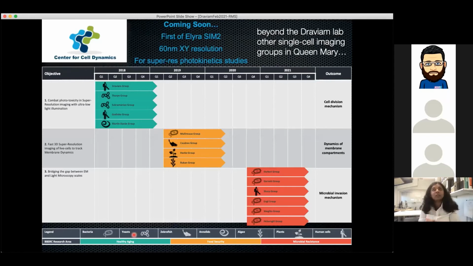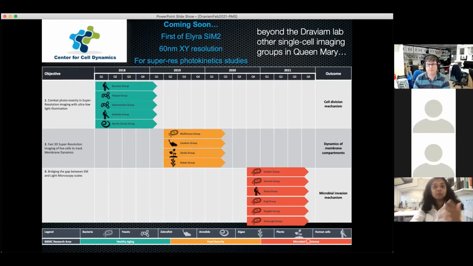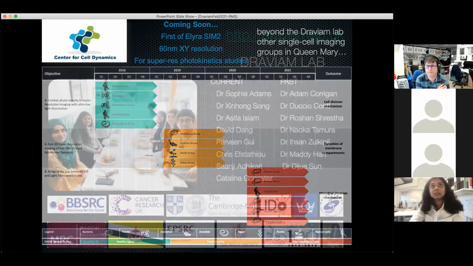Now, before I close the talk, I also wanted to highlight two things. At Queen Mary, beyond the Draviam lab, there are many single cell imaging labs, and this is a small advertisement for all those labs in the Center for Cell Dynamics. We will also be hosting the first ELIRA super resolution microscope for photokinetic studies, so we can really look at dynamic protein recruitment and release from different parts of the cell.